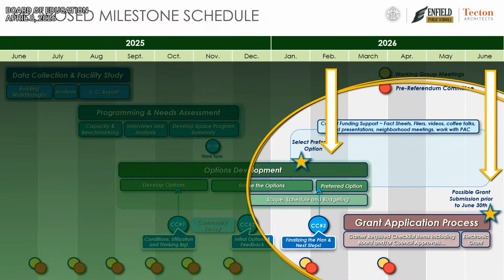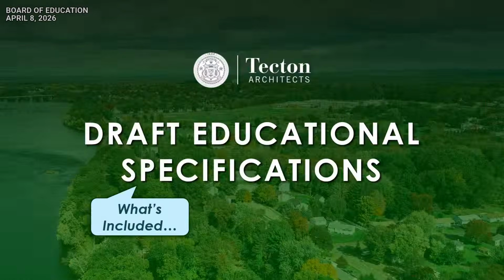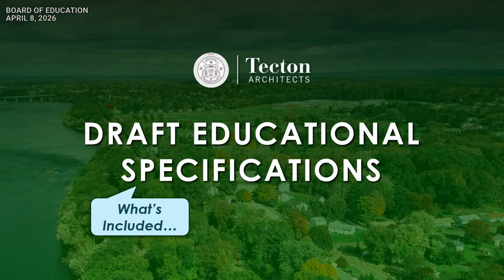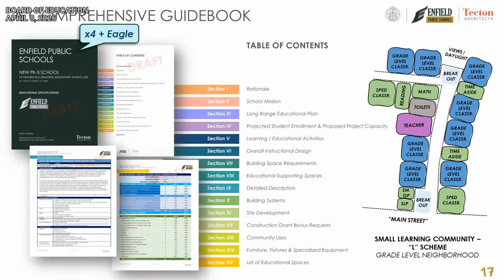So where we are in a micro schedule is we've pretty much completed our master plan and have the preferred option. We're knee-deep into the grant application materials. And for anybody that wants to stay after this meeting, we're having a pre-referendum committee meeting to give you an update on all of the details and activities related to the grant application.